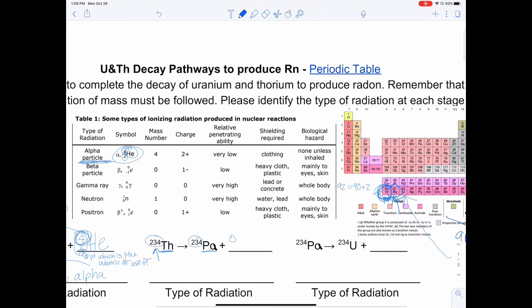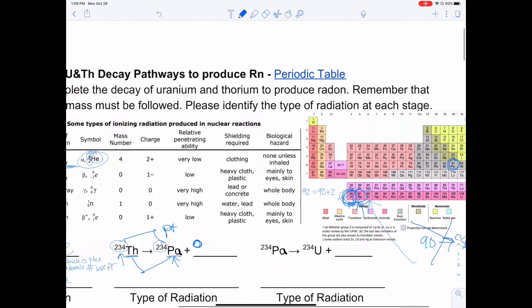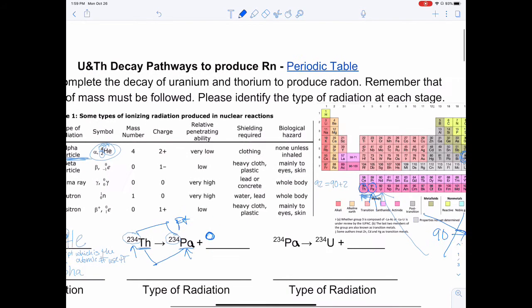If you look at thorium going to protactinium right here, you can see that the mass number doesn't change, so you know you're emitting a particle that doesn't have any mass, but the identity of the element changed. So that means something happened to your protons. If you look here, let me erase my messy periodic table, you can see that thorium is 90 and protactinium is 91.